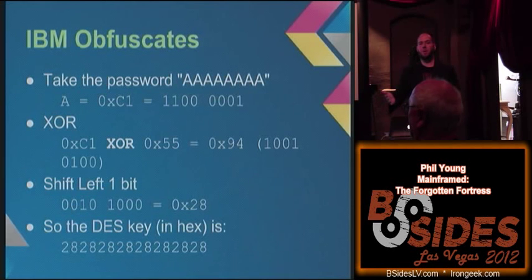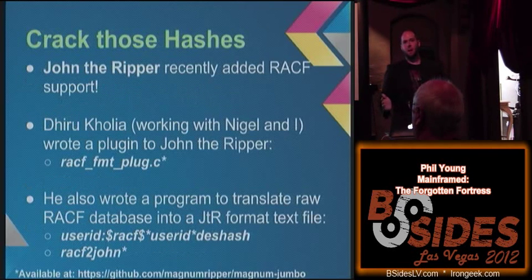So let's take an example of 8 A's, okay? A in EBCDIC is C1, or this in binary. You XOR it with 55. You shift it 1 bit to the left. Now your DES key that you're going to use to encrypt the username is hex 28. That's all they're doing.